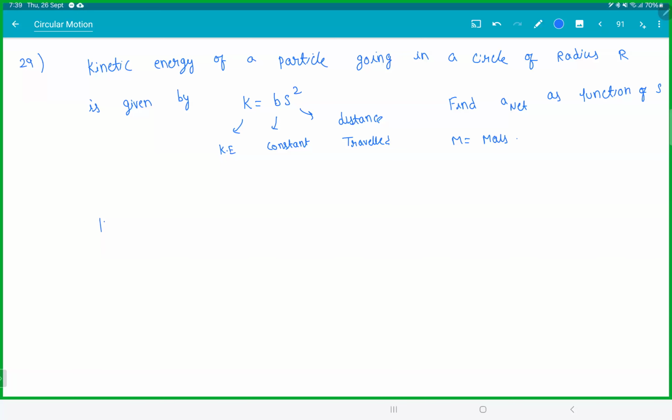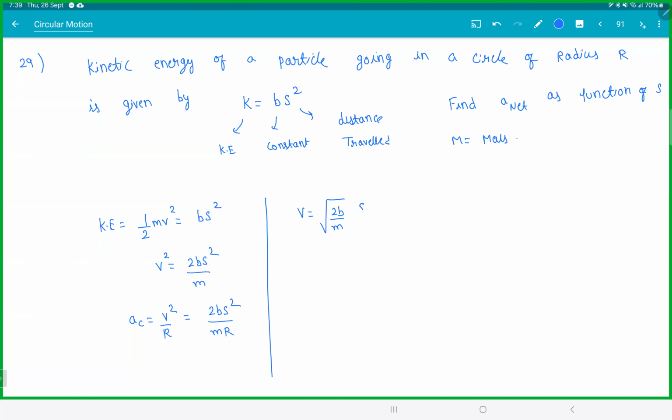First thing, kinetic energy is half mv square. So indirectly, this person gave you velocity here, bs square. So from here, we get v square is 2bs square by m. That is your v square. So what is the use of this? I can find centripetal directly. So a centripetal is v square by r. So that is 2b square by mr. I got my centripetal.